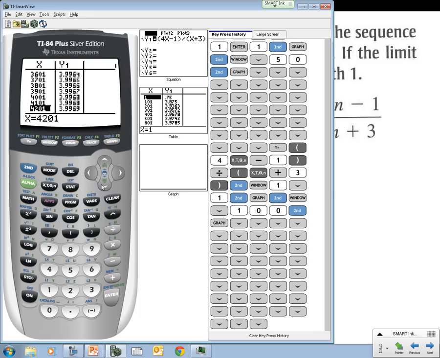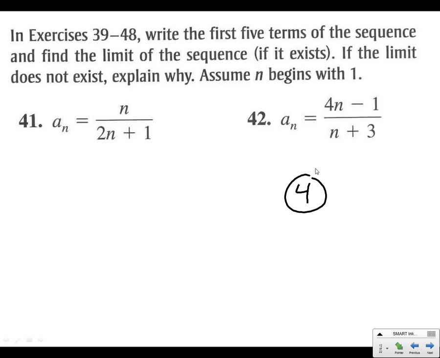But getting awfully close. Alright, so that's it. That's all there is to 12.4. Any questions? Ask me in class.